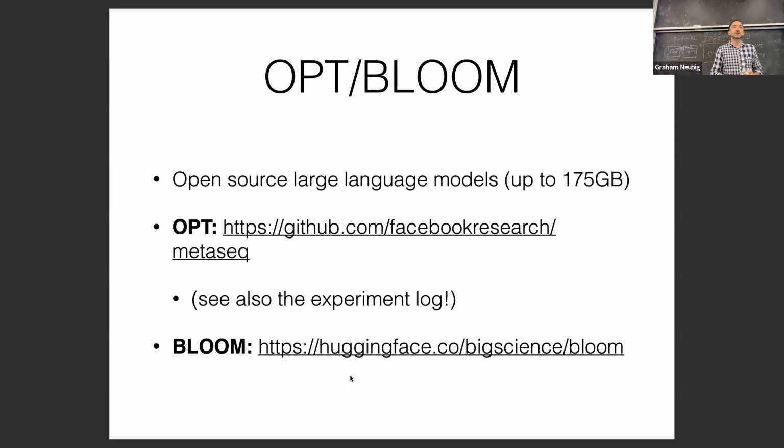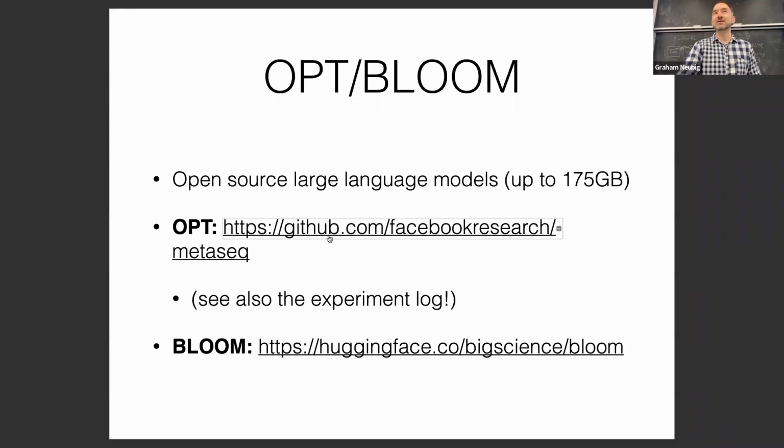Another thing is OPT and Bloom. These are kind of like two parallel efforts by Meta and Hugging Face, or the Hugging Face Big Science Workshop. These are mostly open language models. You can download the parameters. They have sizes up to 175 gigabytes. OPT, you need to apply to get access to the largest model, and you can't use it for commercial purposes. Bloom, I think anybody can get access to any of the models.